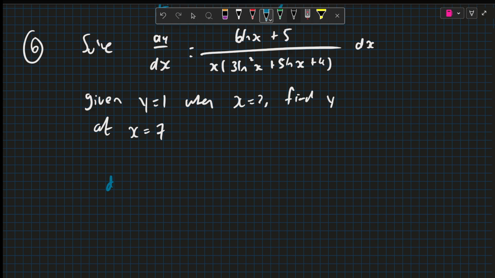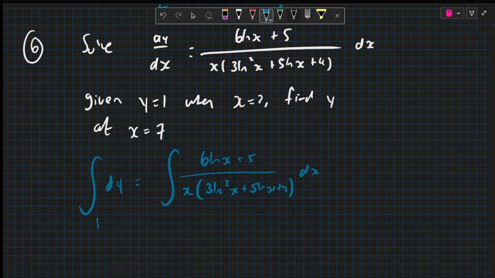So again, I'm going to multiply across. So dy is 6 log x plus 5 divided by x times 3 log squared of x plus 5 log x plus 4 dx. And then again, we're going to be integrating these. Now y is 1 when x is 2, and let's find y at x is 7. The trick here is, I actually have to see first that natural log squared of x, this notation, is the same as natural log of x squared.